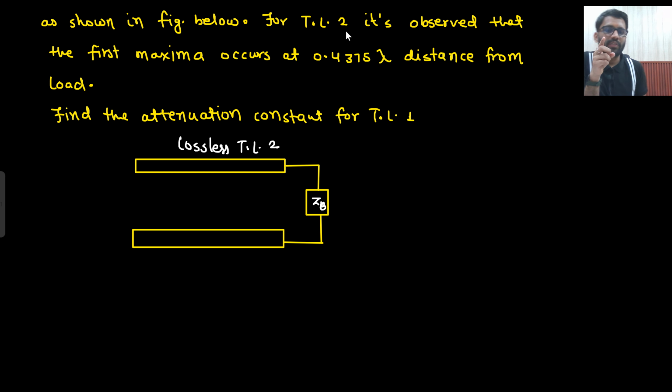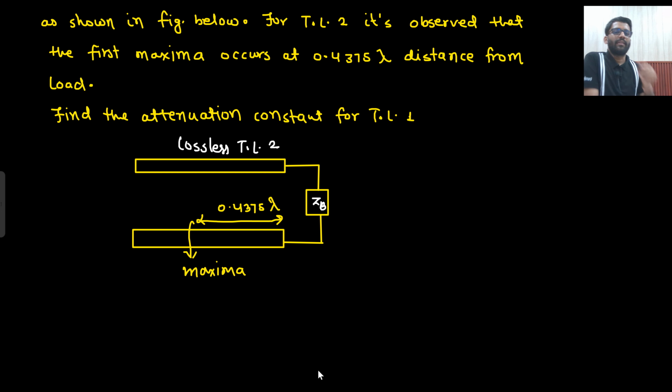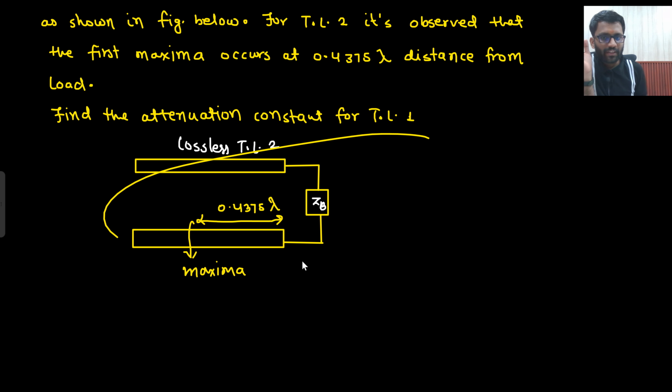Now they are saying that for lossless transmission line 2, it is observed that the first maxima occurs at 0.4375 lambda distance from the load. So if you move 0.4375 lambda distance from the load, then your first maxima will occur here. Then find the attenuation constant of transmission line 1. Just use all your brain and draw the Smith chart for this one.